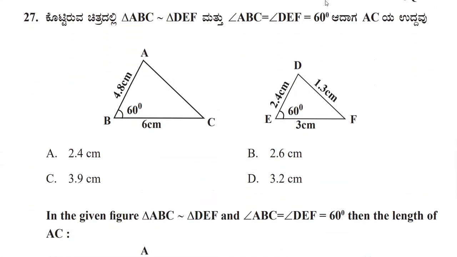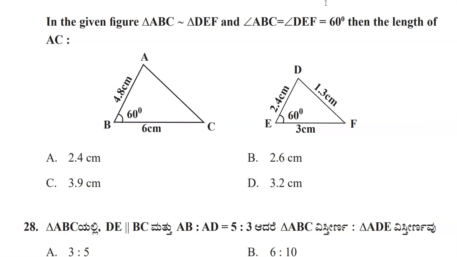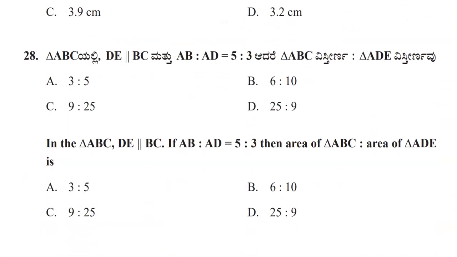Next, question number 27. In the given figure, triangle ABC is similar to triangle DEF and angle ABC is equal to angle DEF is equal to 60 degree. Then the length of AC is. The correct answer is 2.6 centimeter. Option B, 2.6 centimeter is the correct answer.